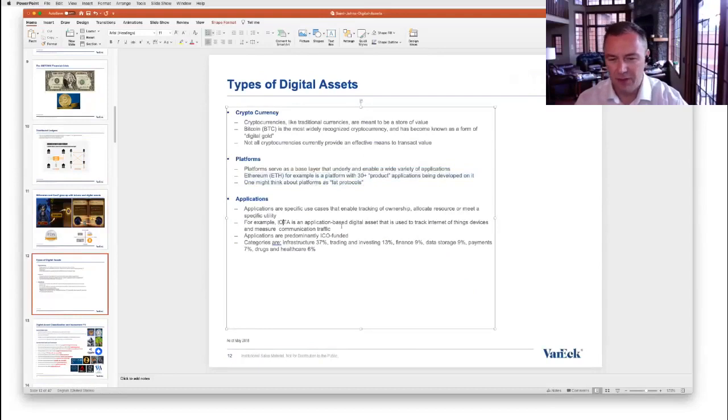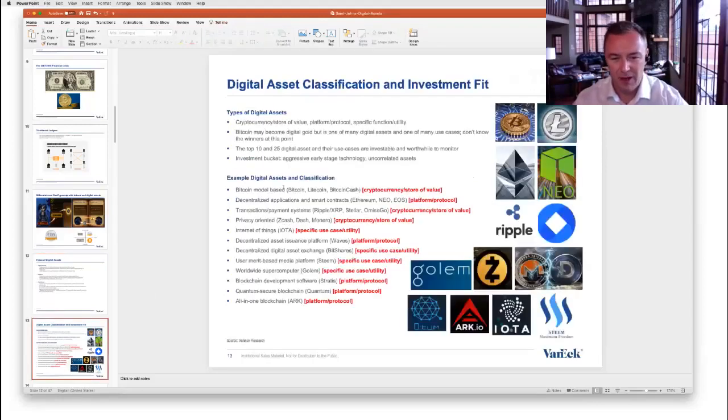And there are specific applications that enable tracking of ownership of specific resources like internet traffic and other types of things. And in a sort of smarter world, we can see how this could be useful. So those are the three main categories. And obviously, there are a lot of different applications and classifications.